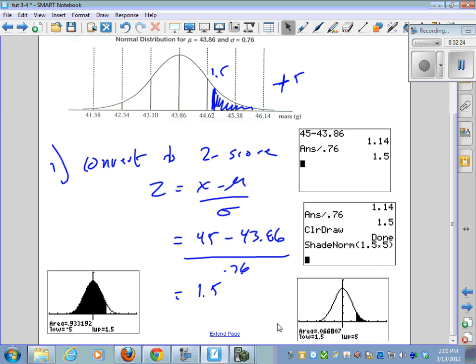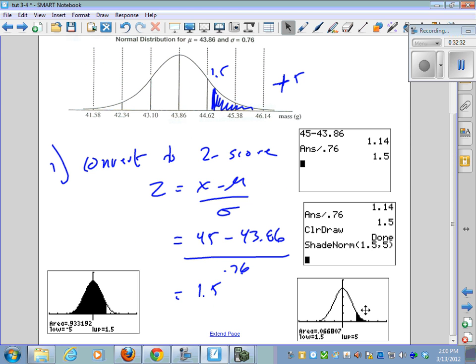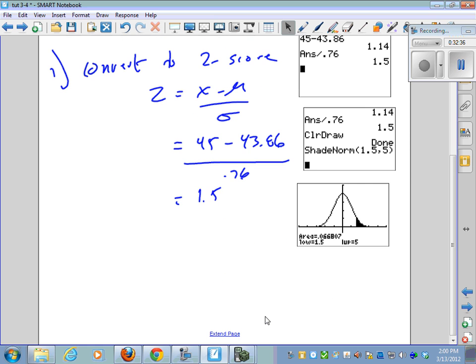So the question is, what percent of Cabernet Meunier bags are greater than 45 grams? And your answer is 6.7%. I'm going to repeat the steps again. Convert the raw score to a z-score, draw the curve, figure out your shade norms, set your window, shade norm, and there's your answer.